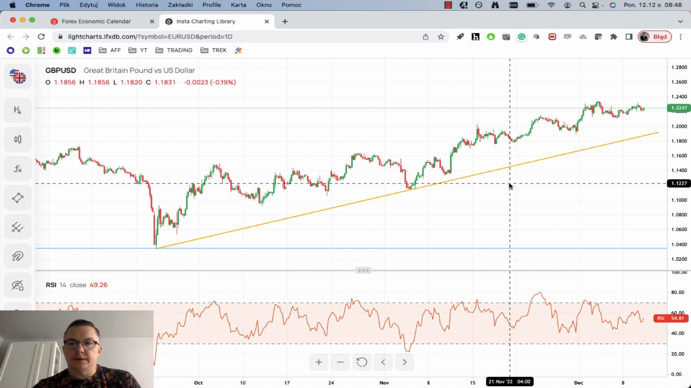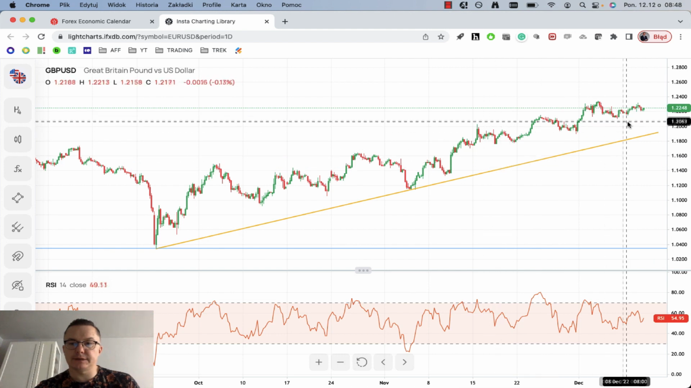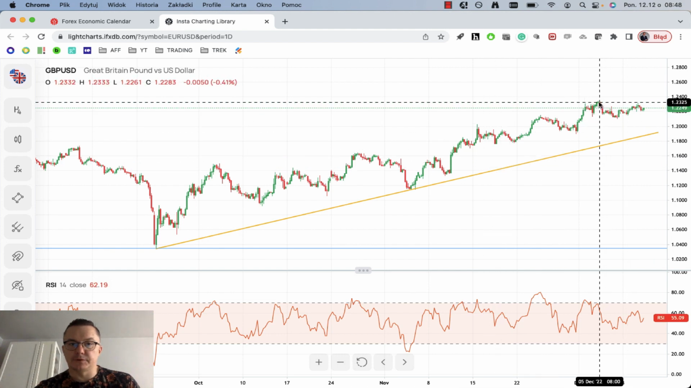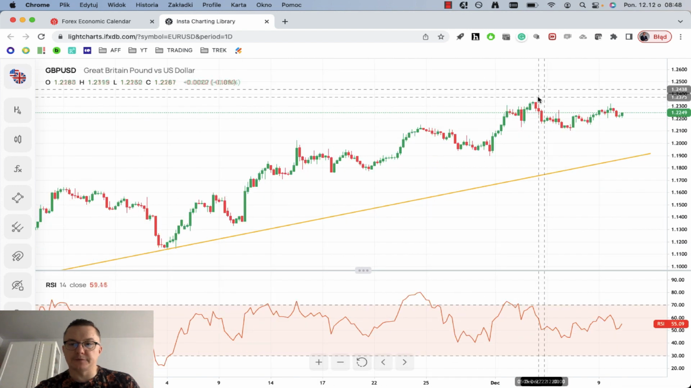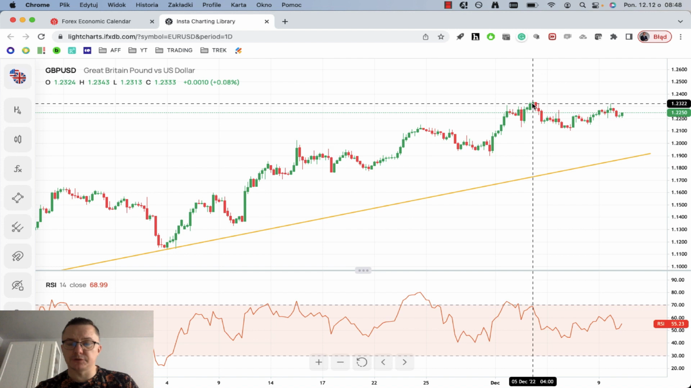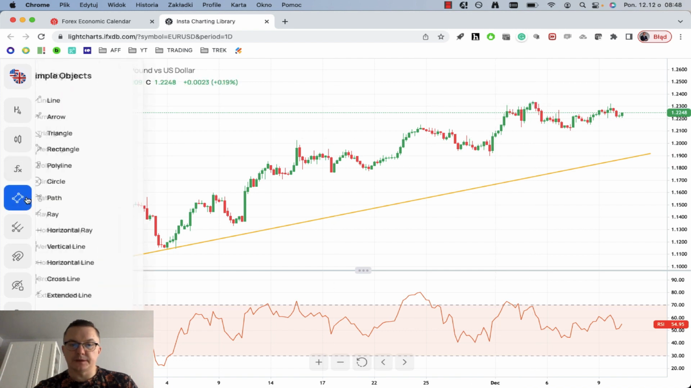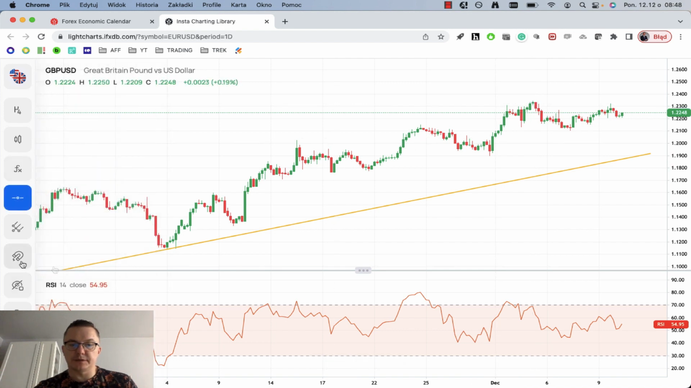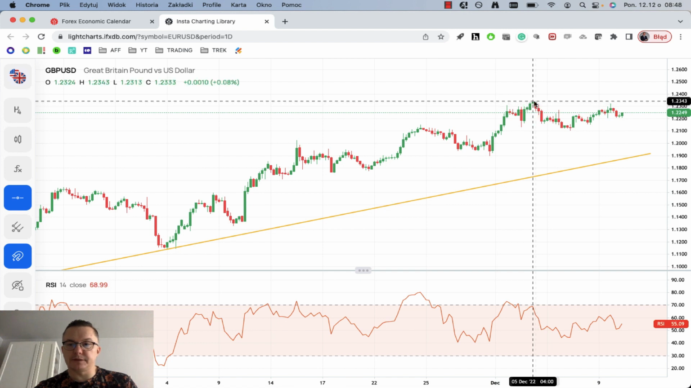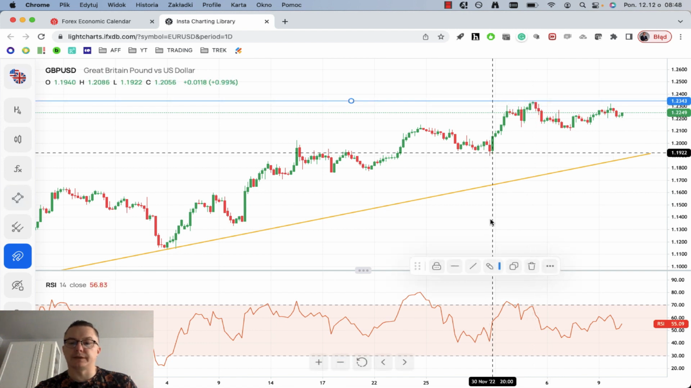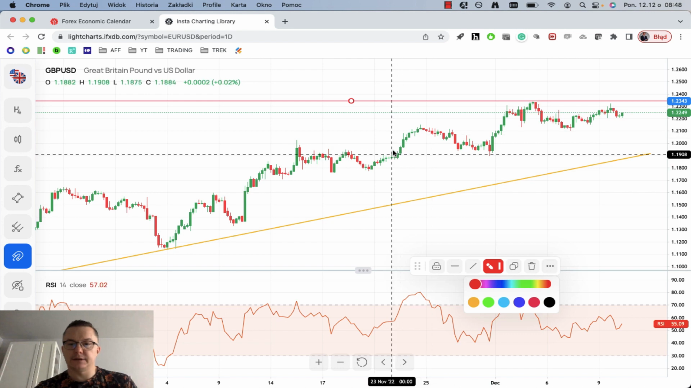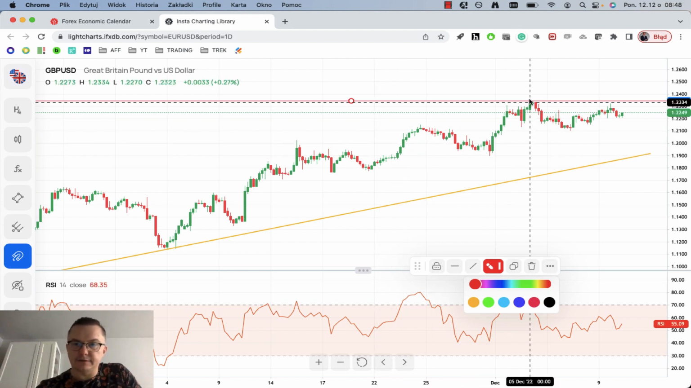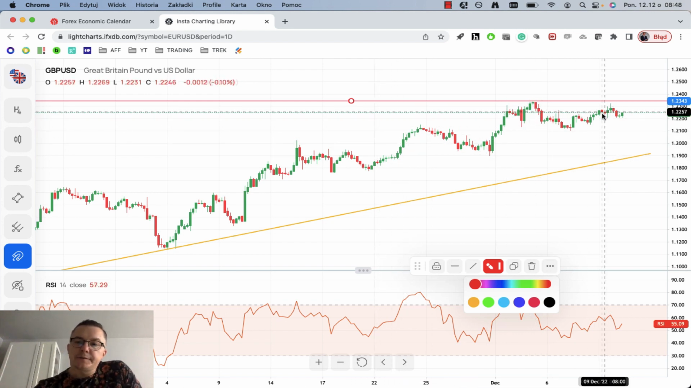The recent high was made around the level of 1.2334. Let me just zoom in. Now this is that high, 1.2343. And it's very close to the 50% Fibonacci retracement of the big wave down. So right now this level will be the technical resistance.